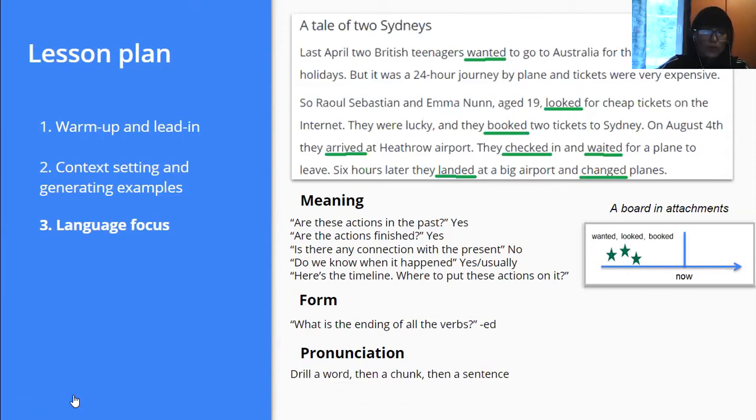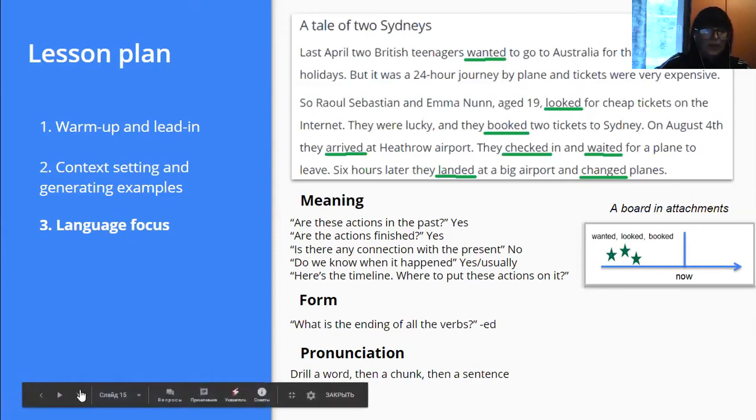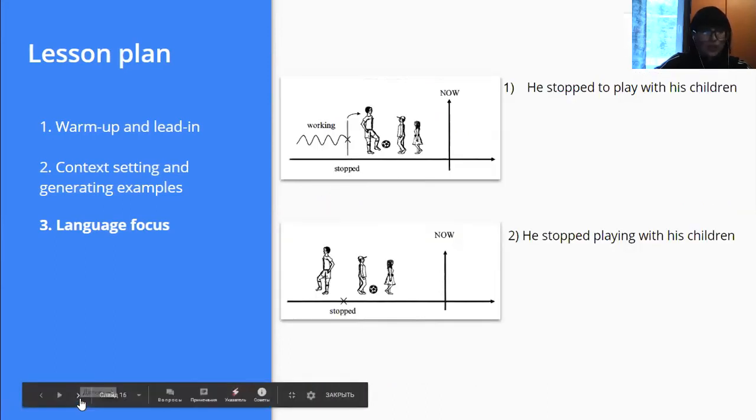And as for pronunciation features, of course, this part matters a lot, but instead of overloading your students with all the rules, you would have to simply drill the words. Yeah, we're talking about our students' first encounter with this topic. Just drill these words, then chunks, and then sentences. Wanted, like wanted to go. Looked, looked for cheap tickets. Or checked, checked in and waited, and so on and so forth. Again, don't overload your students. Otherwise, probably you wouldn't get any results at all.